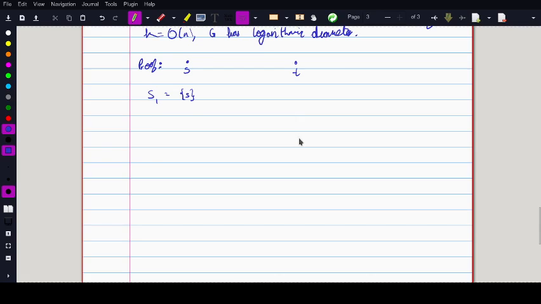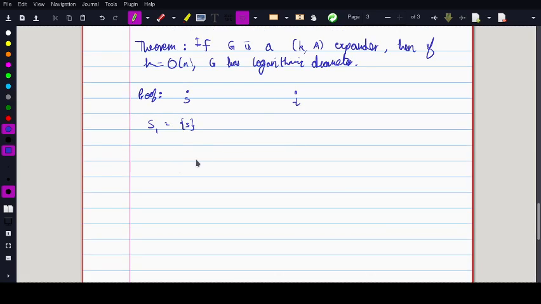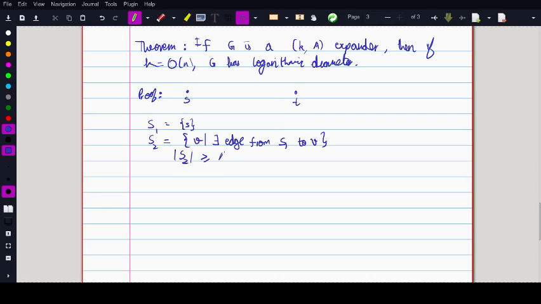Then we use the property of the expander graph, the second property of it being well connected, to define S2 to be the set of all vertices B such that there exists an edge from S1 to B. Then using the property of expanders, the size of S2 should be greater than or equal to A times the size of S1, which is just 1. Similarly, we define S3 as the set of all vertices V such that there exists an edge from S2 to V.